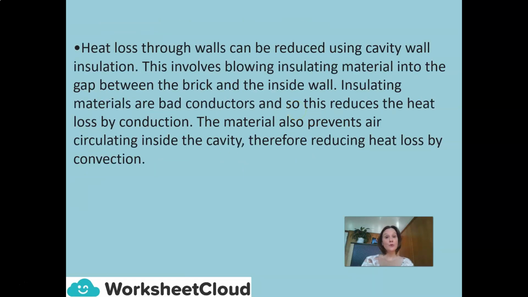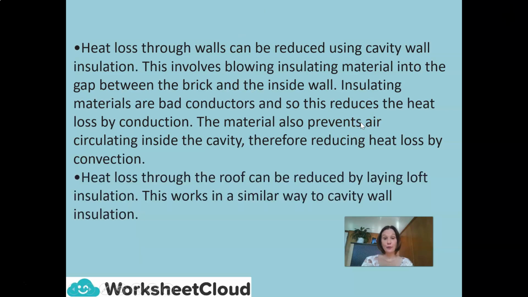Heat loss through walls can be reduced using cavity wall insulation. This involves blowing insulating material into the gap between the brick and the inside wall. Insulating materials are bad conductors, and so this reduces the heat loss by conduction. The material also prevents air circulating inside the cavity, therefore reducing heat loss by convection.